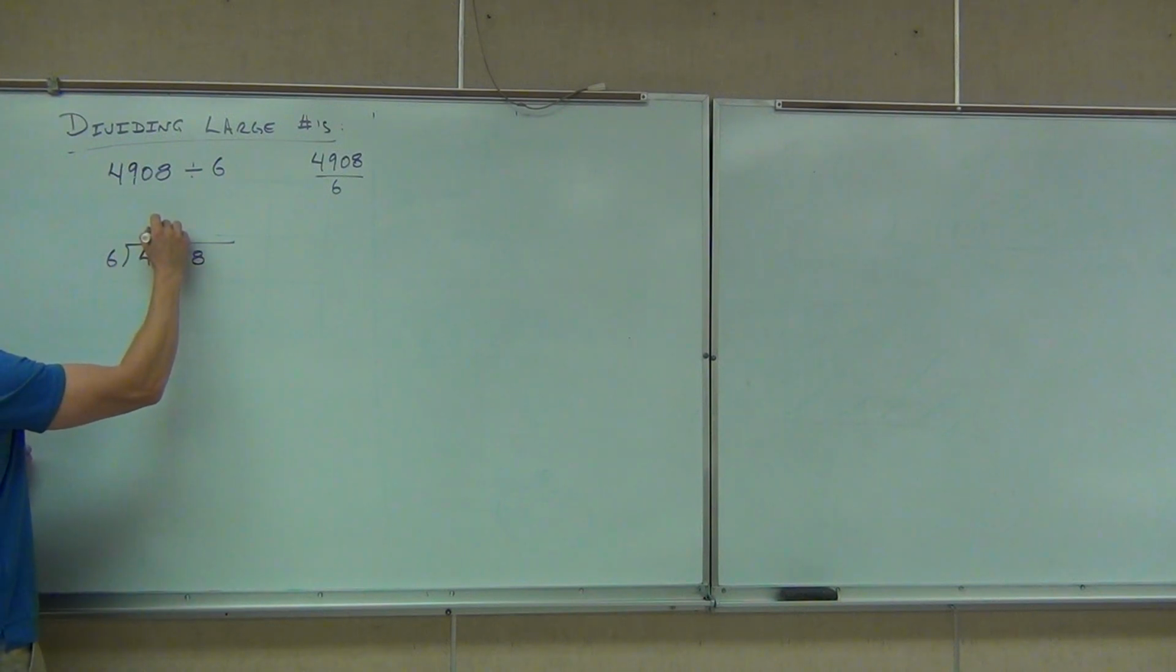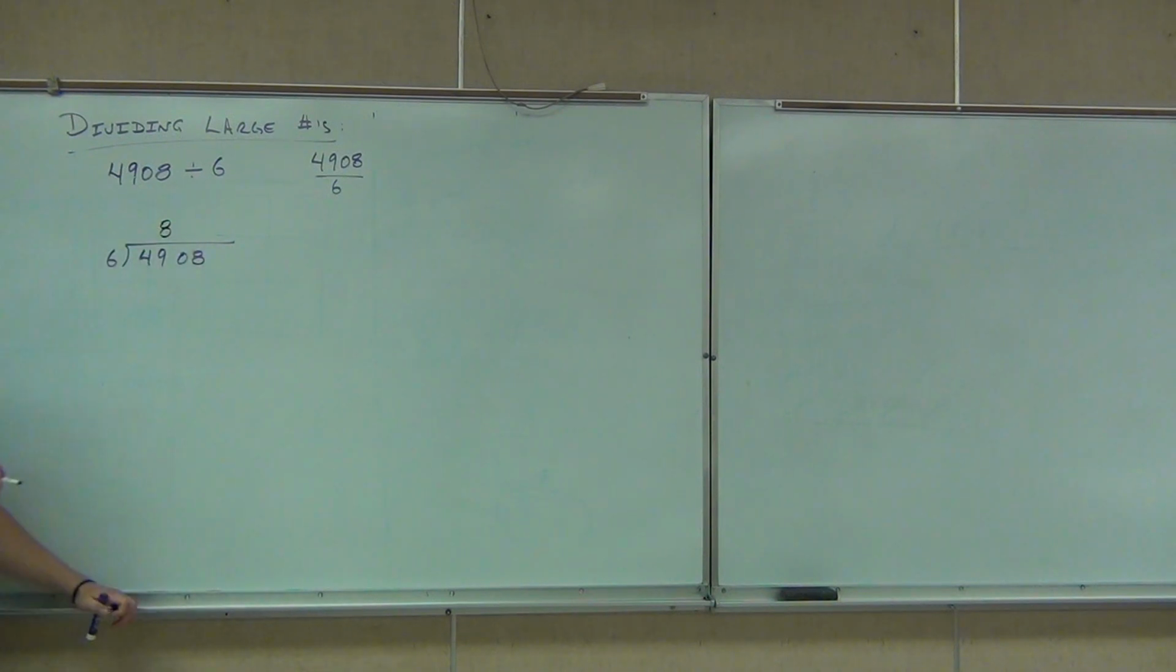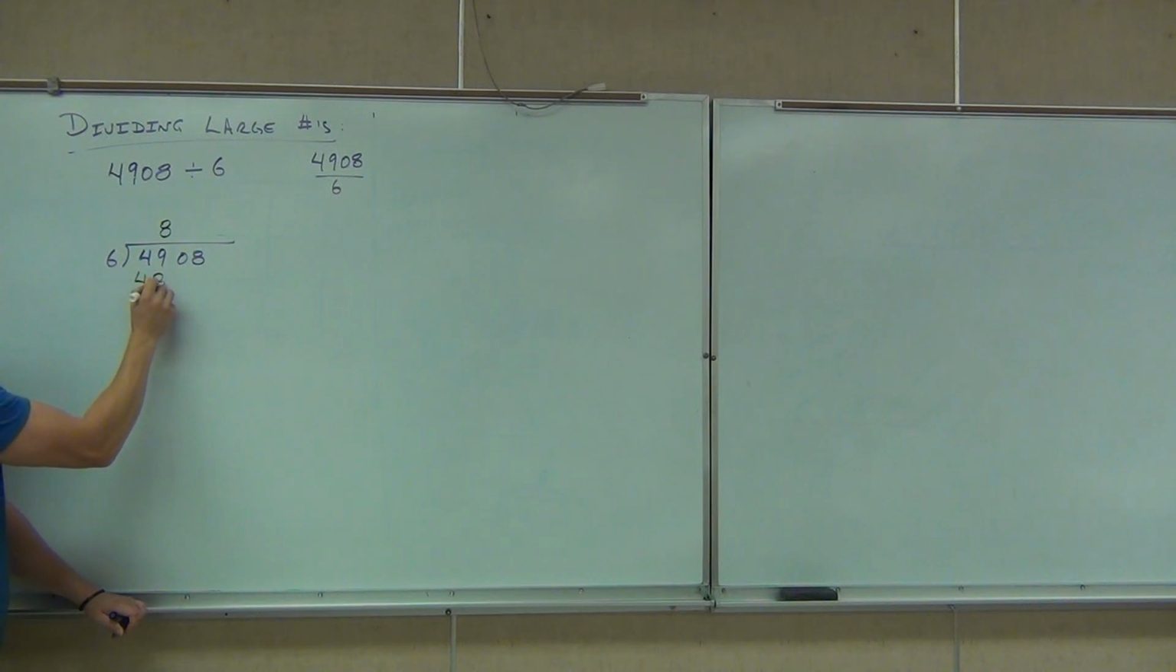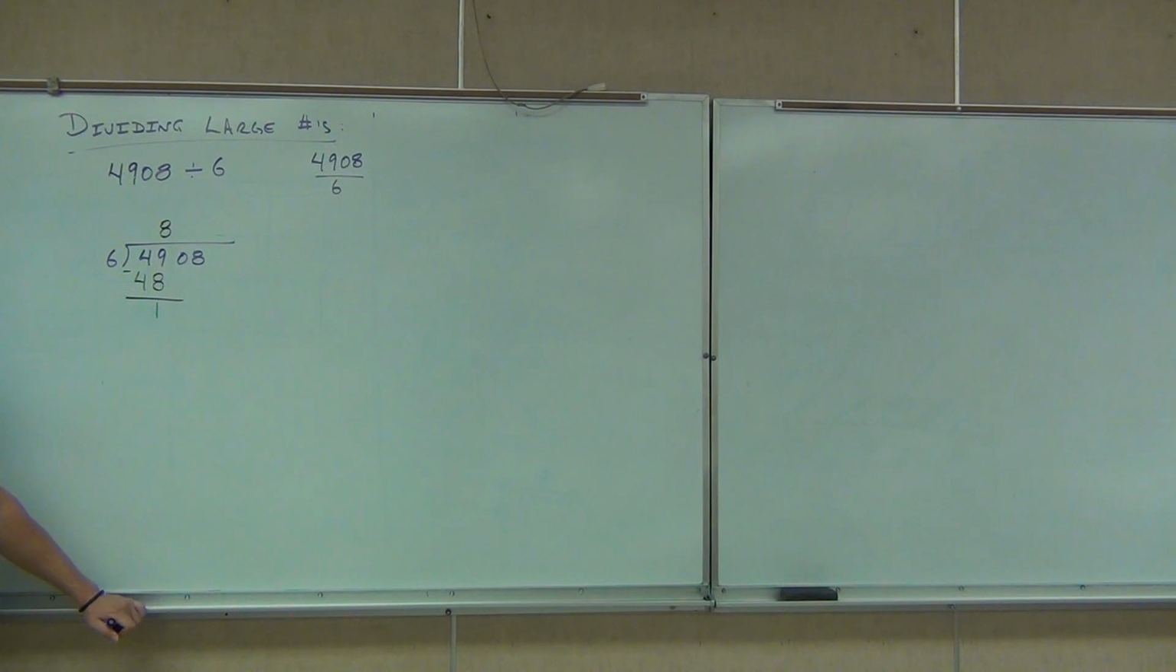So we check how many times 6 goes into 49. We got our 8. What do you do with the 8? Okay. So the 6 times 8, we get the 48. Perfect. We're going to put it right under the 49. And then what? Subtract. Zero. Yeah, and this is one way you can check your work.